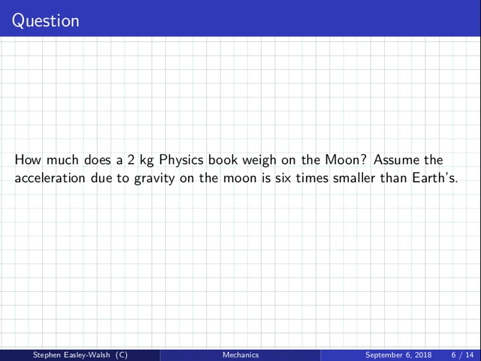How much does it weigh on the moon? On the moon, the acceleration due to gravity is 6 times smaller than on Earth. So on the moon, g is 6 times smaller. So what's the weight now? You need to divide by 6. Yeah, what'd you get? 3.27. Yeah, about 3 newtons.